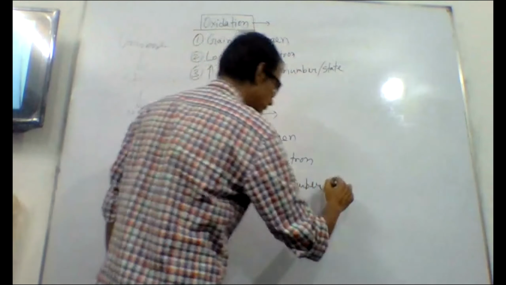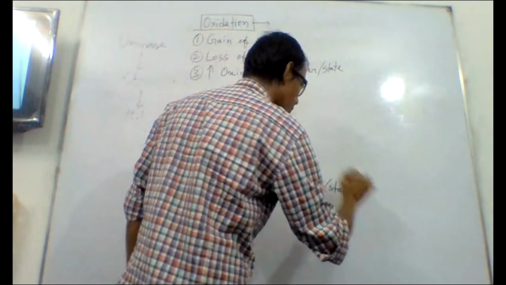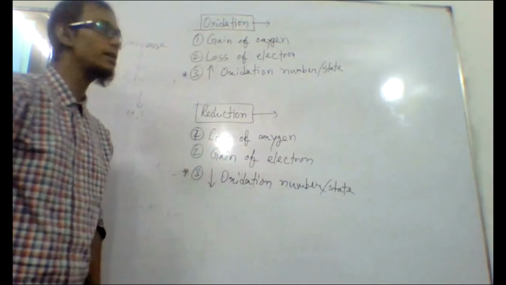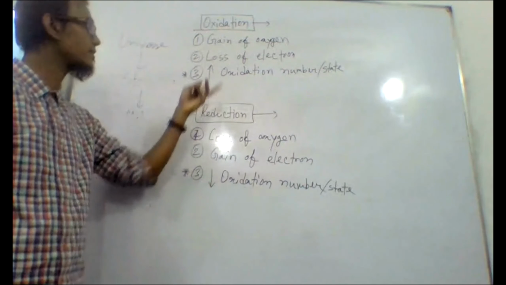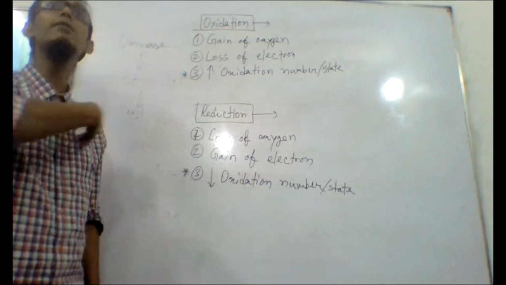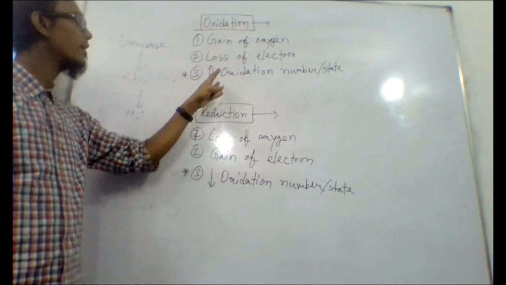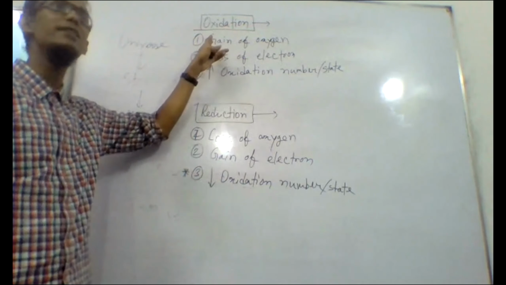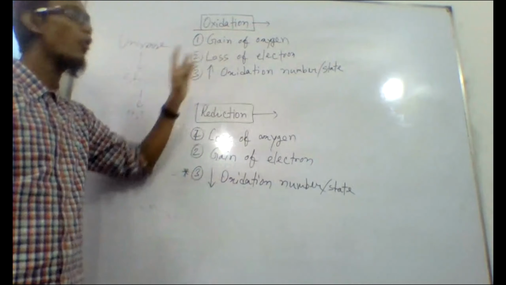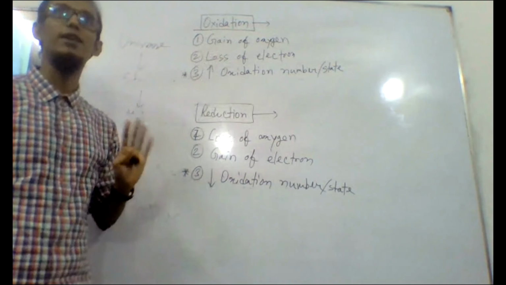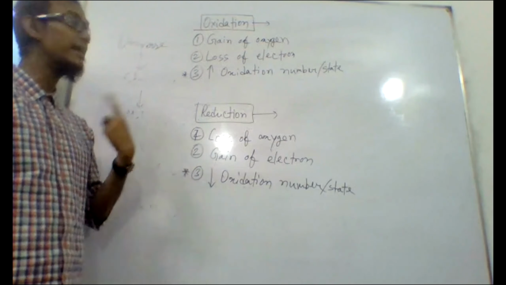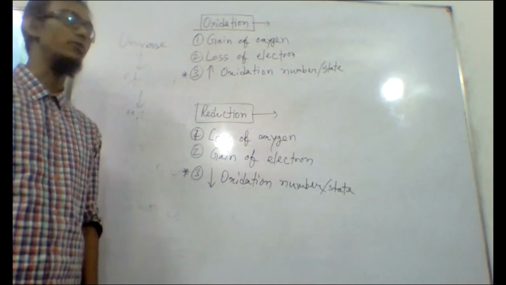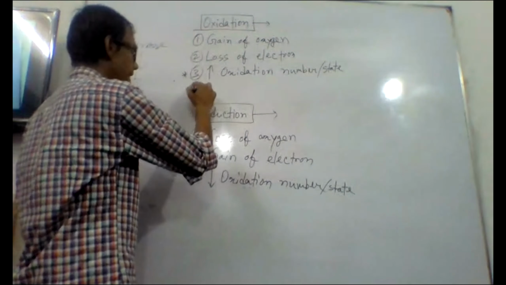If you ask me, sir, which definition is most important, I'll say number three. Because if you can define oxidation and reduction in terms of oxidation state, you can explain any reaction in terms of oxidation number. But you cannot explain all reactions in terms of gain and loss of oxygen, or loss and gain of electron. But in terms of oxidation number, you can explain any reaction. We'll show you. Number four, last and the least.